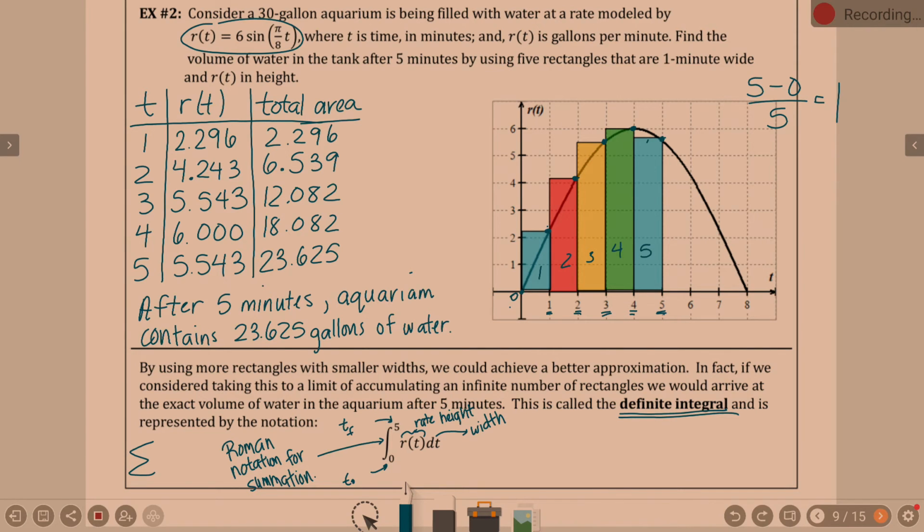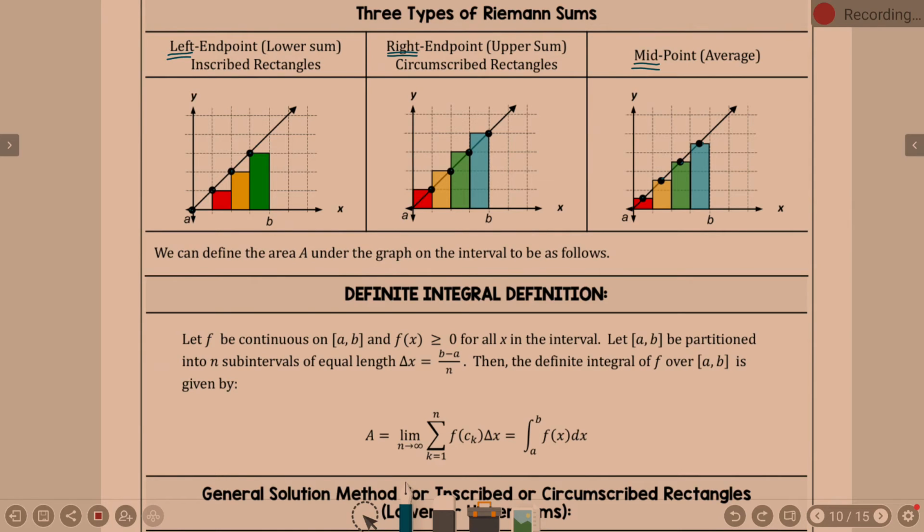Okay? Then, the definite integral of f over the interval of a to b is given by this. Now, this right here is the integral part that we will use. This is what I already talked about, where it's the integral from a to b of f of x times dx, where f of x, that's your function. So like here, it's the line or it's your curve. That represents the height. dx represents your width.